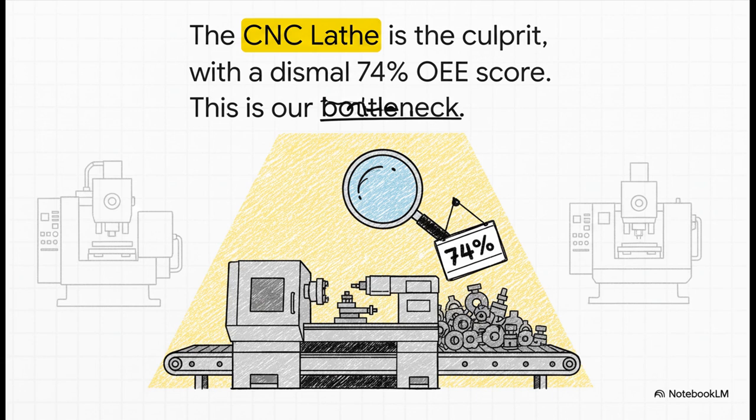And there you have it. That's our culprit. The CNC lathe, sitting at a pretty awful 74% OEE. That single machine is like an anchor, dragging the entire production line down with it. But just knowing who the culprit is isn't enough. Now we need to know why.